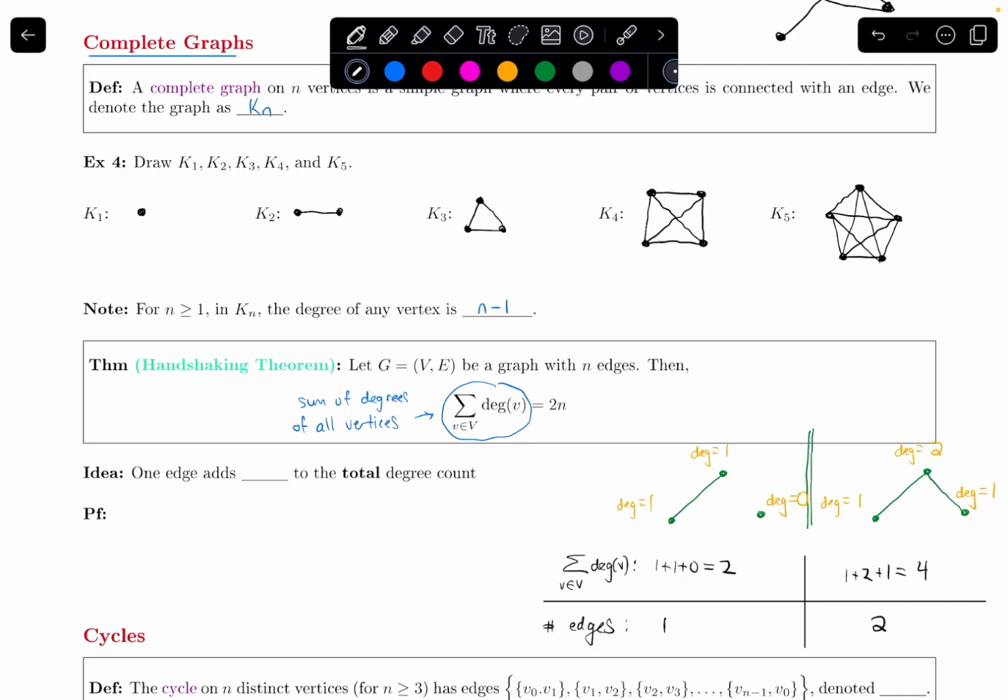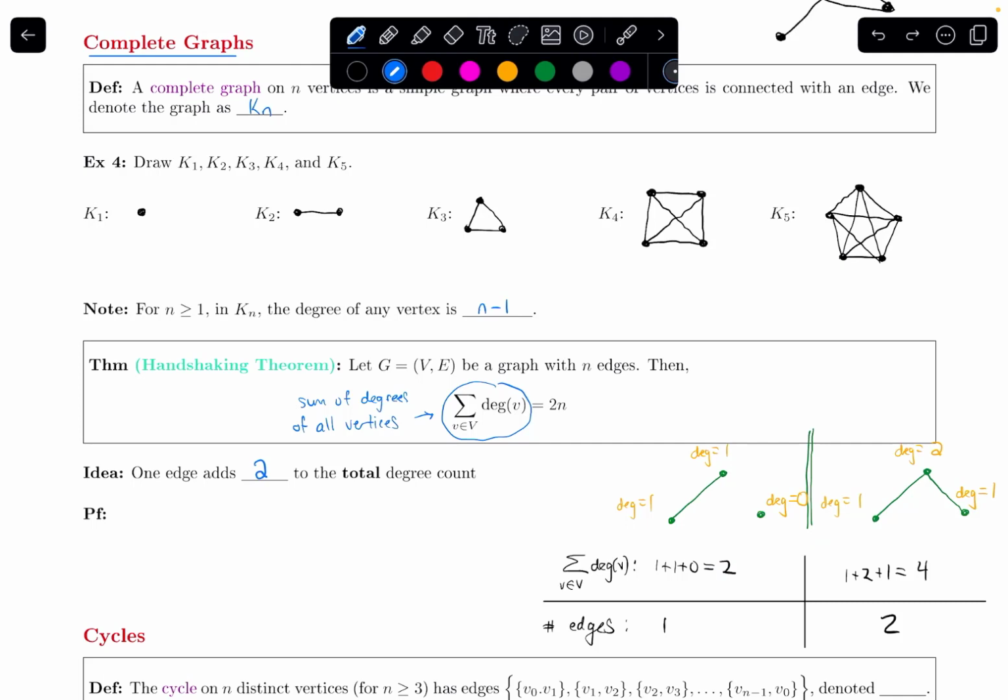But notice that, for each of these, I double the number of edges to get the sum of all the degrees. And that's exactly what the theorem says should happen. I should multiply the number of edges by 2 to get the sum of all the degrees. All right. So the key idea here is that anytime I draw an extra edge, like I did here, it adds 2 to the total degree count. Before, my degree count used to be 2. When I drew in that extra edge, it added 2 more to the total degree.